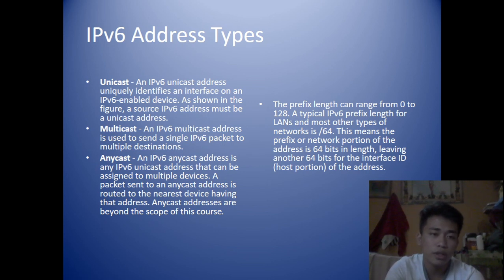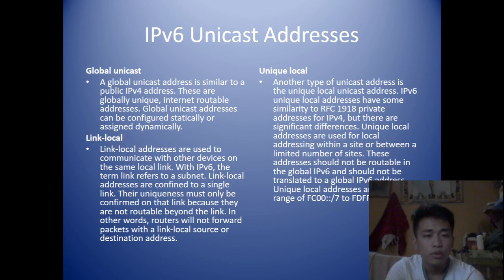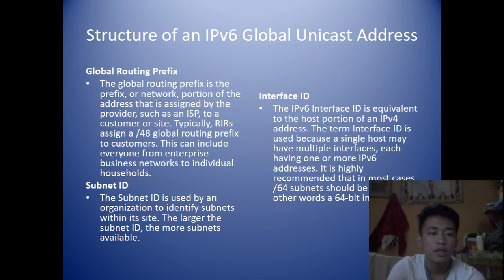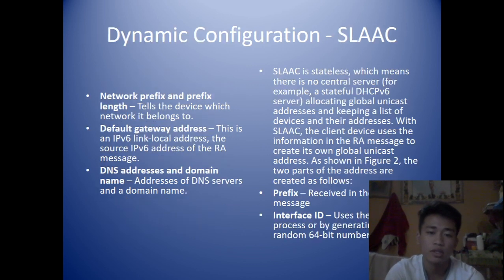So the IPv6 address types are unicast, multicast, and anycast. For unicast we have global unicast, link-local, and unique local. And the structure of an IPv6 global unicast address has the global routing prefix, which is the prefix or network portion of the address that is assigned by the provider. Then we have the subnet ID, which is used by an organization to identify subnets within its site. And the interface ID, which is equivalent to the host portion of an IPv4 address.